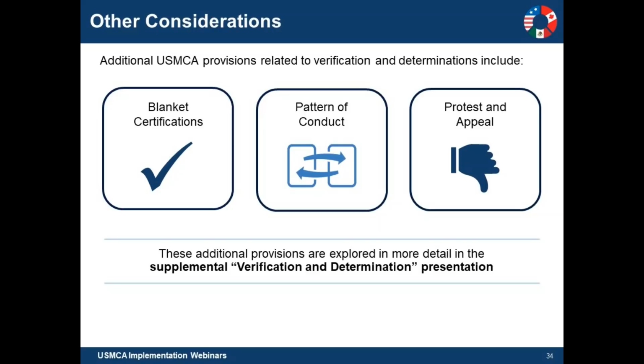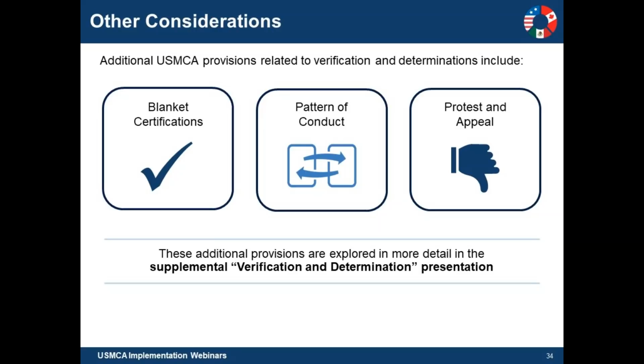Additional USMCA provisions related to verifications and determinations that are addressed in more detail in the accompanying reference material include blanket certifications. If a preference claim is made on a good covered by a blanket certification and a negative determination is issued, CBP will deny preference to all importations of identical goods covered by that blanket certification, and it'll liquidate the entries with the applicable duties and merchandise processing fees.